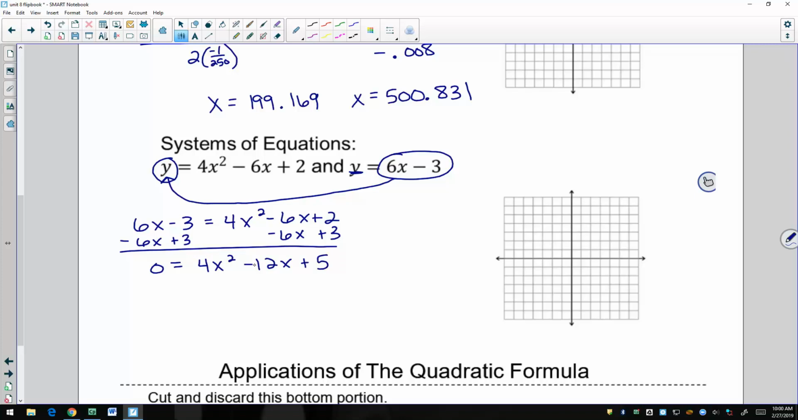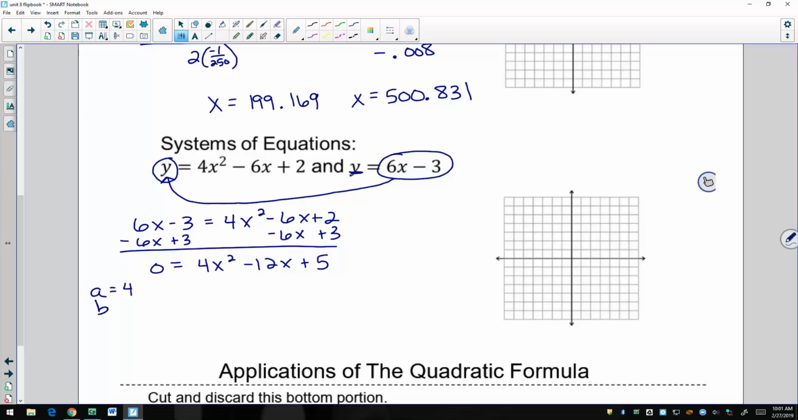Now, I will tell you right now, this one does factor nicely. You can do split the middle. So you would multiply 4 times 5, that's 20. Find the factors of 20 that give you negative 12. It does work out nice, but I will show you that you can still do the quadratic formula even if it does work out nice. You'll notice something nice actually happens in the quadratic formula if it is factorable.